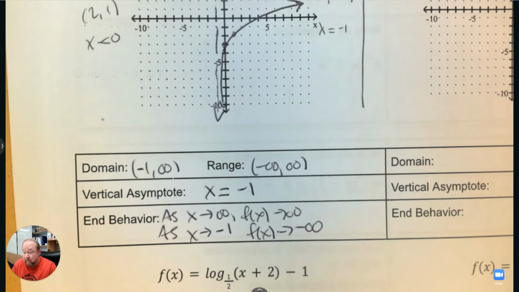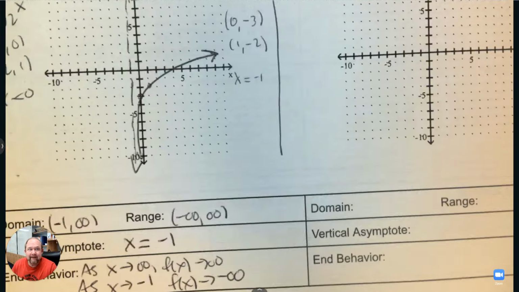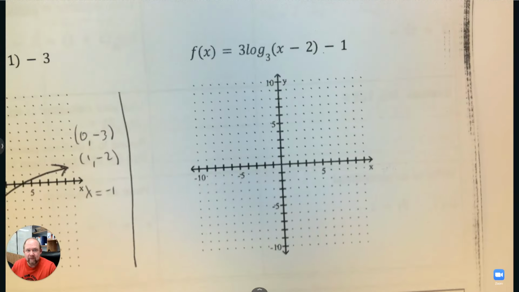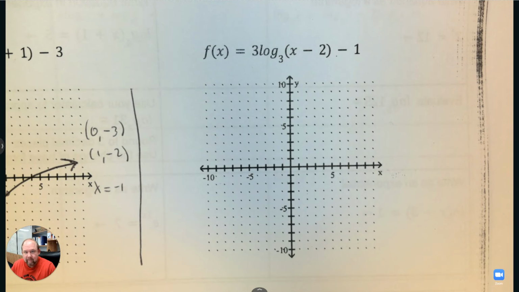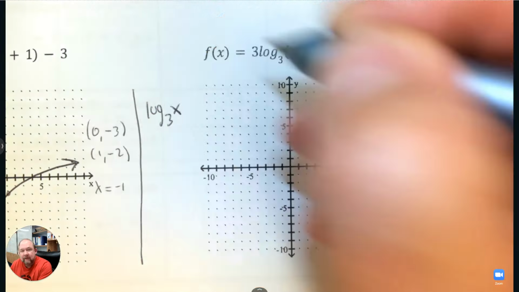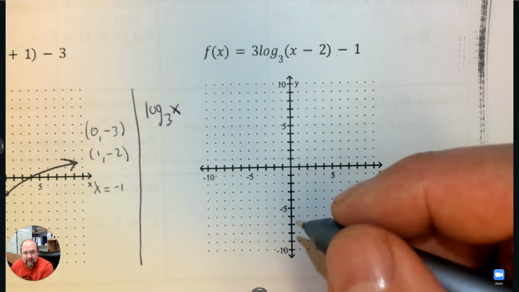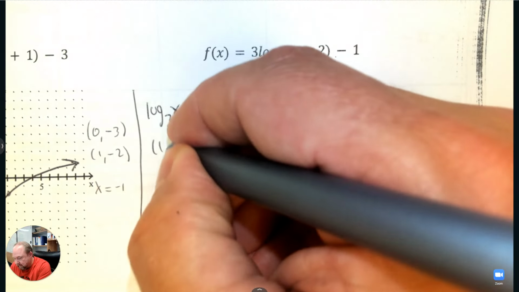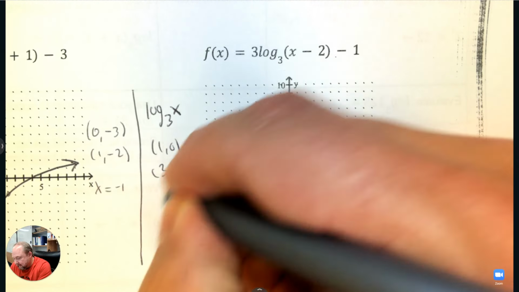So as always, you need to do this first, right? And then see if you did it correctly. All right, let's do the second one. So what are we going to start with? The basic logarithm is just base 3. And then the 2 points are (1, 0), (3, 1), and x equals 0.